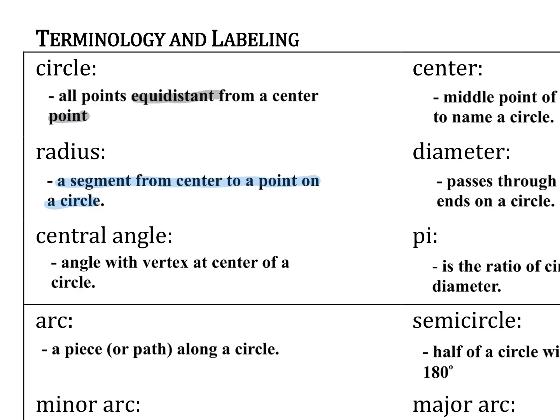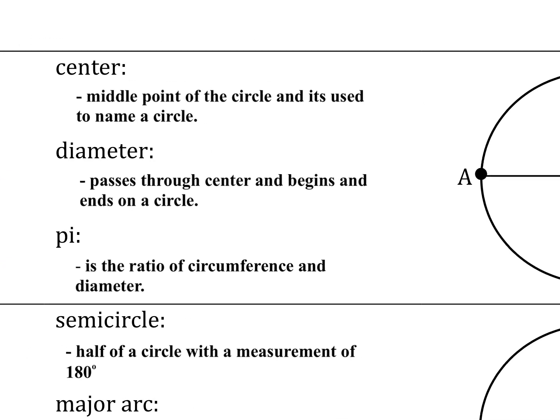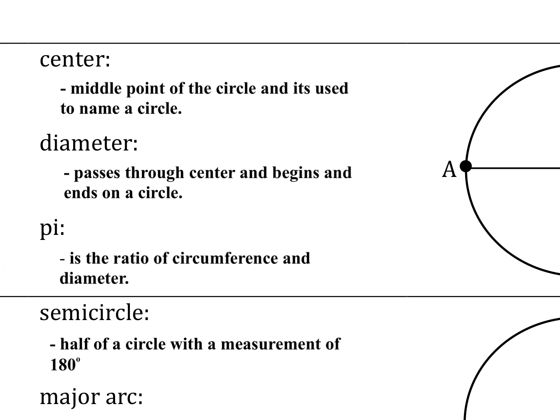The central angle, which is the main part of our lesson here, is the angle with vertex at the center of the circle. And here's the center also. The center is the middle point of the circle, and it's used to name the circle. Diameter passes through the center and begins and ends on a circle.